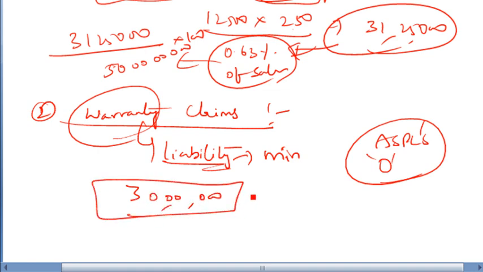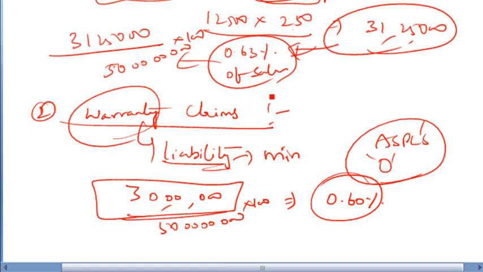It is 30 lakhs, which means it will form around 30 lakhs divided by 50 crores, the total turnover, into 100, because I need to find the defective percentage. It will come around 0.60%. Here the sales returns come around 0.63%. So if you add these two, which one you need to add?